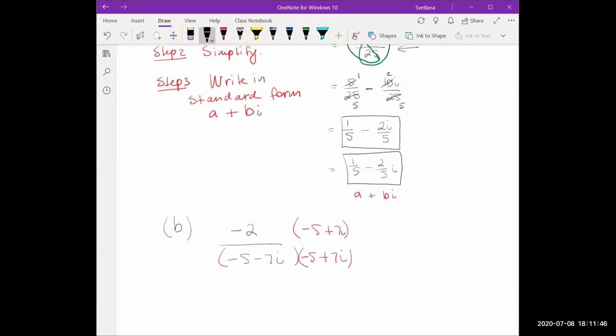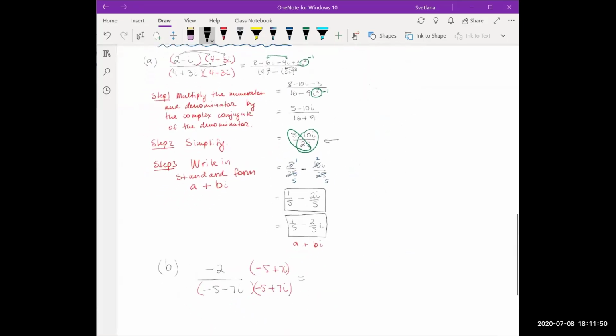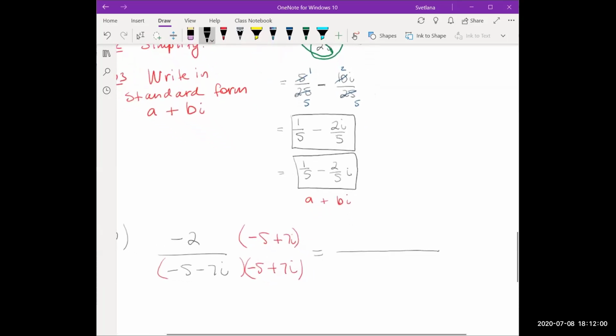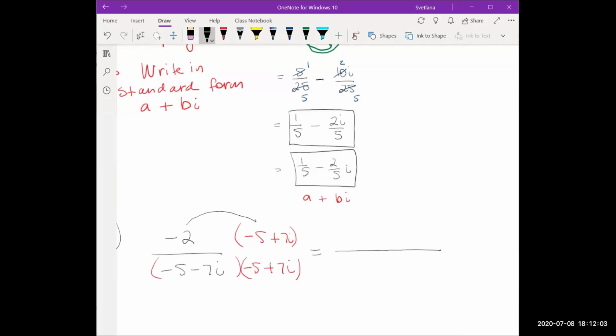Okay, so I didn't even rewrite it last time. Yeah, I can keep it like that. So that's what we're multiplying by, on the top and on the bottom. Now in the numerator, multiplication will just be distributing negative 2, like that. So it's negative 2 times negative 5, positive 10. Negative 2 times 7i, minus 14i. And in the denominator, since we're multiplying conjugates, we can use the shortcut.